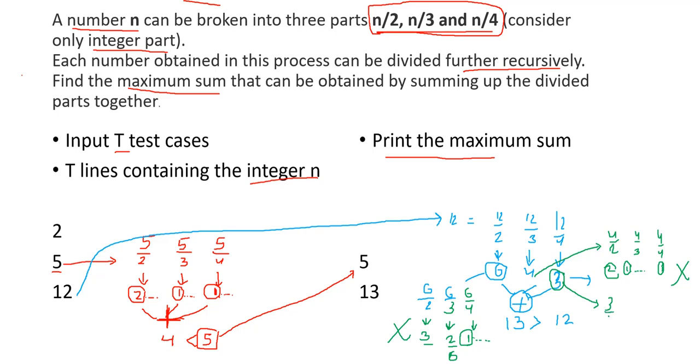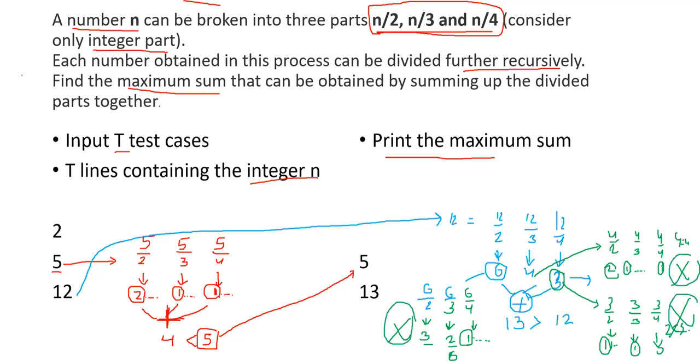so 3 divided by 2, 3 divided by 3 and 3 divided by 4. So this is 1 point something, and here it's 1 and here it's 0, right? So when we add up this 1 plus 1 we get 2. So 2 is less than 3, and here 4 is equal to 4. So in this case also we don't have to move forward. So in these 3 cases we are not moving forward, right?